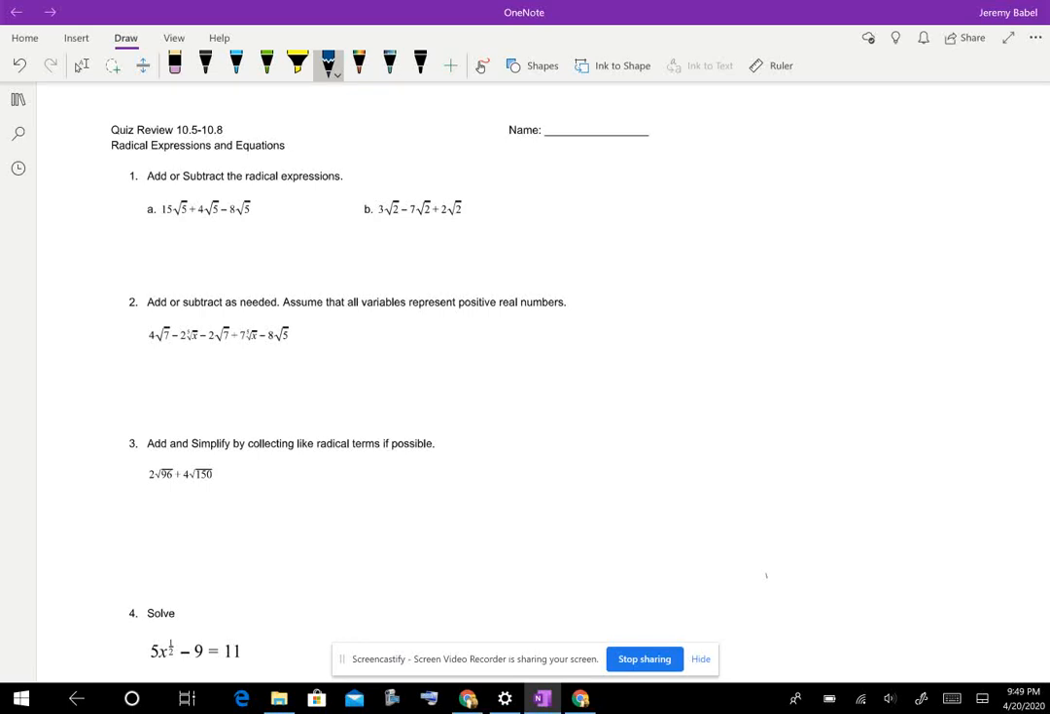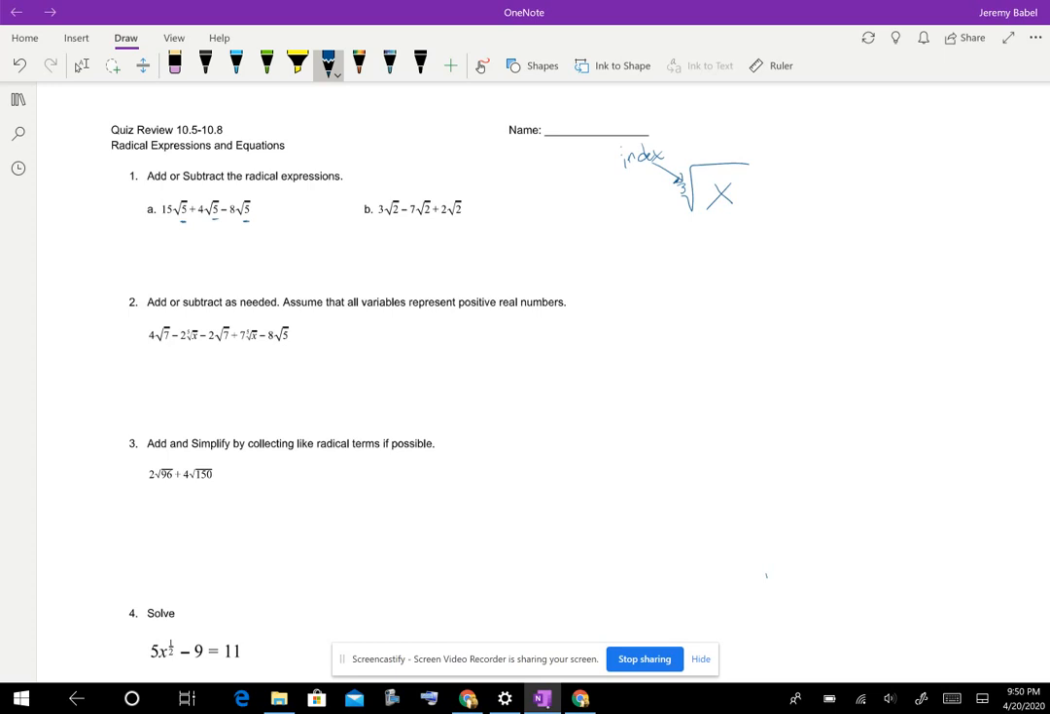In order to add or subtract radical expressions, we need to have both the same index and the same radicand. So the radicand is the number in the radical symbol. Index is the root that we're taking there. So this would be the index. And since these are square roots, they're just the index of 2. We don't write the 2.